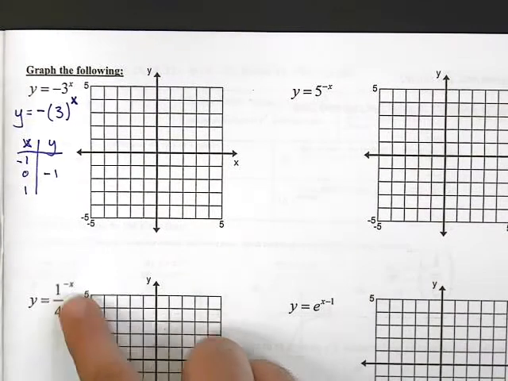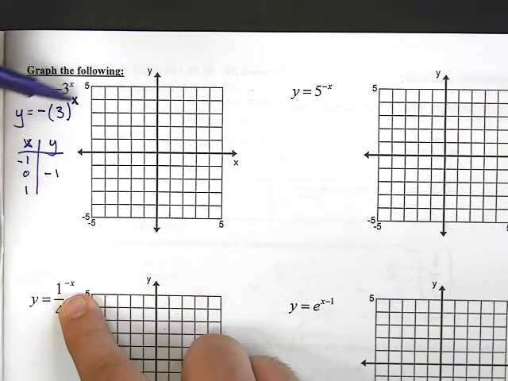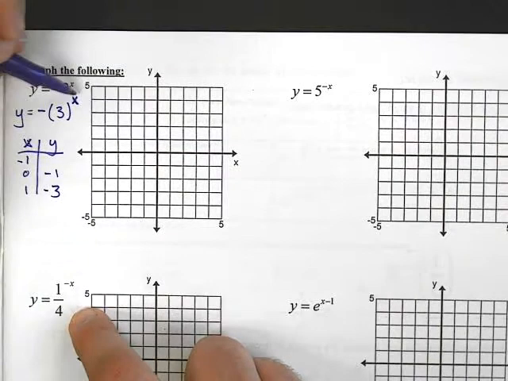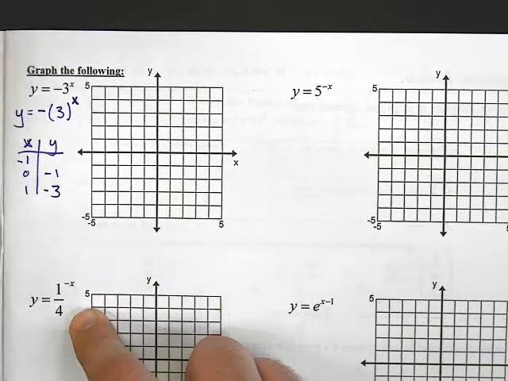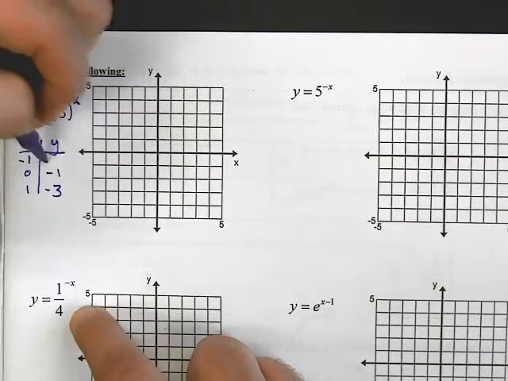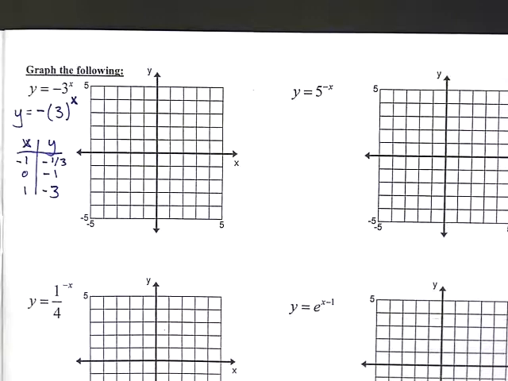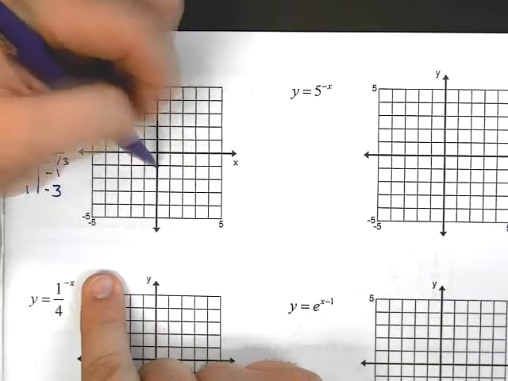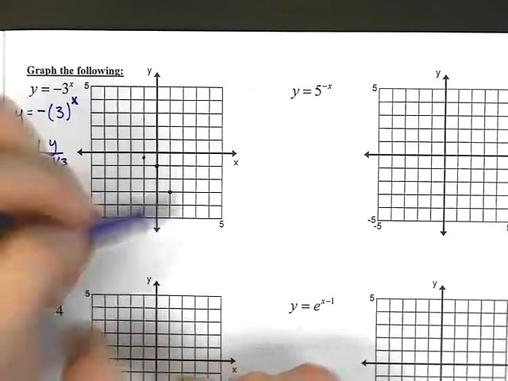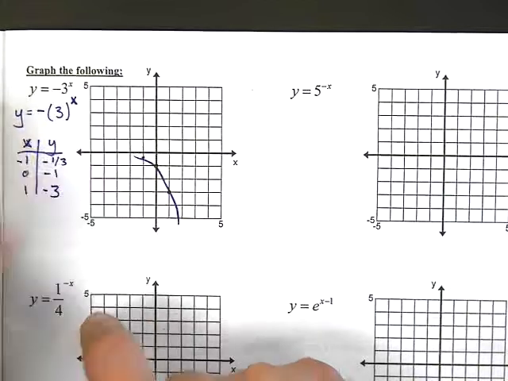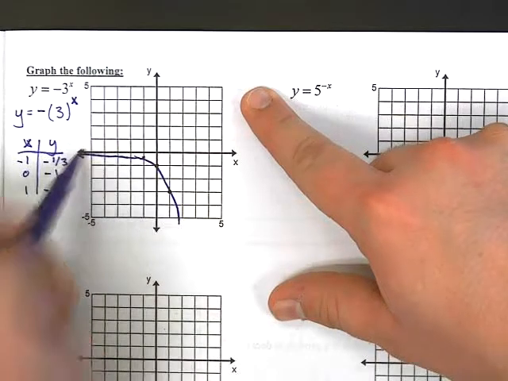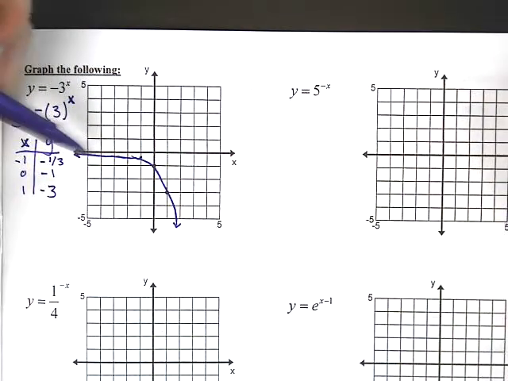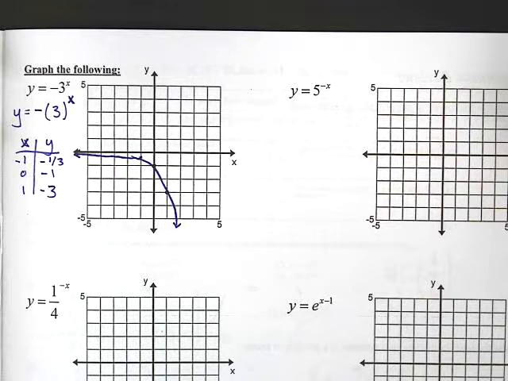Okay? When I plug in 1, 3 to the 1st is 3. But I have a negative out front, so this is -3. For -1, what am I going to do? I'm going to have to do the reciprocal. So this is going to be -1/3. So now when I go to plot all these, -1, -1/3, -3, I can see that, not the best graph, but it's going to do one of those. Okay, and what do you notice? It is still asymptotic to the x-axis, or there's a horizontal asymptote.